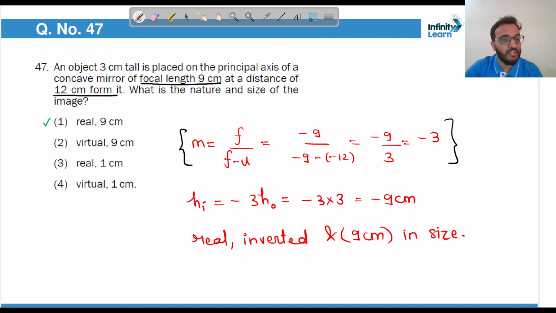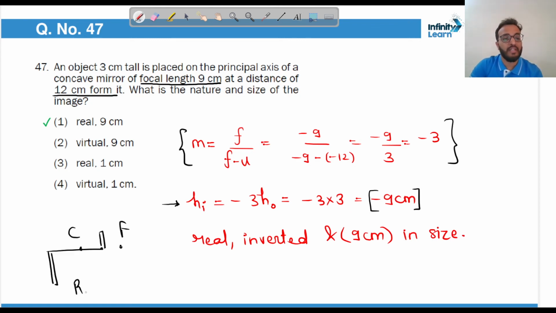So my magnification is height of image upon height of object. So height of image is what? Minus 3 times height of object. So it is minus 9 centimeter. And definitely if the object is kept at a distance 12 centimeter, that means it is kept between C and F. So if the object is between C and F, definitely the image will be found beyond C, real, inverted and enlarged, which we can see.